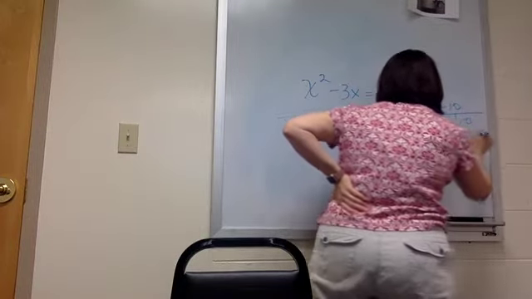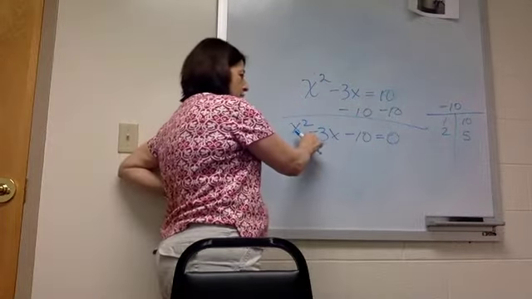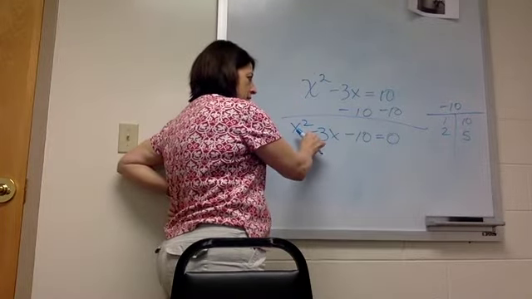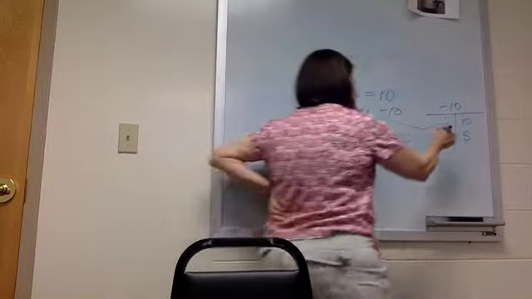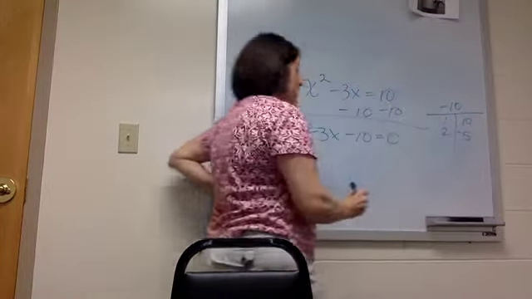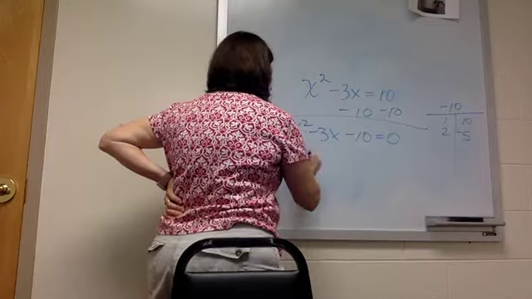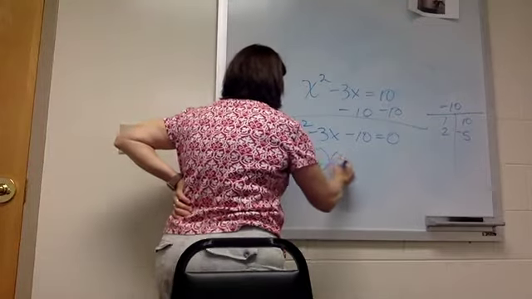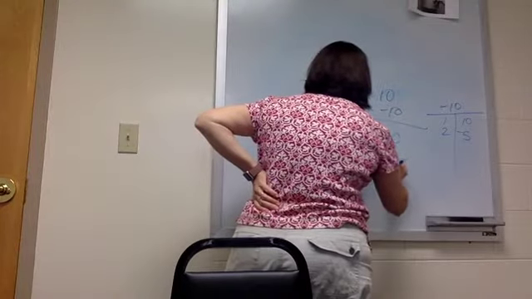Or 2 and negative 5. Which one is going to be further away from 0 based on this? The 5. So it's going to be positive 2 and negative 5. So this factors into x plus 2 times x minus 5 equals 0.